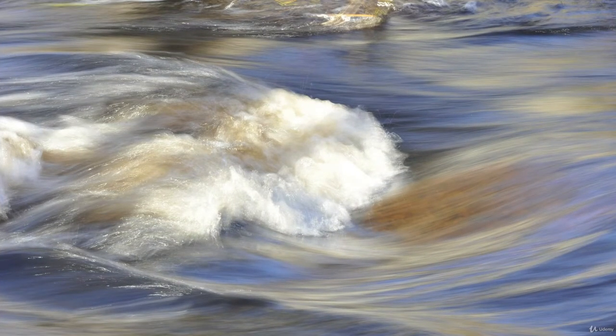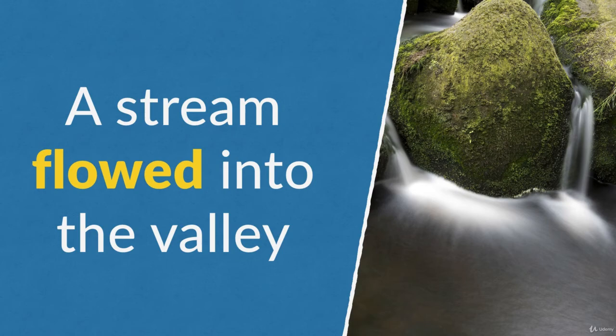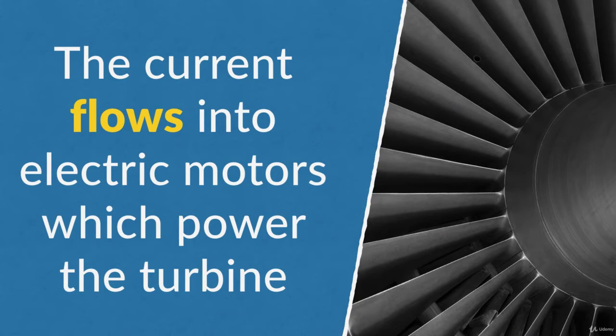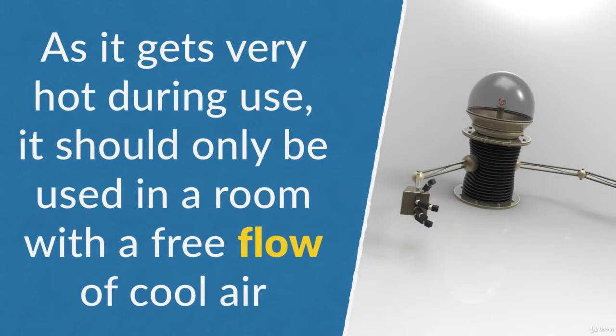The next word is flow. If a liquid or a gas or an electrical current flows somewhere, it moves there steadily and continuously and easily. For example, a stream flowed into the valley. The current flows into electric motors, which power the turbine. As it gets very hot during use, it should only be used in a room with a free flow of cool air.